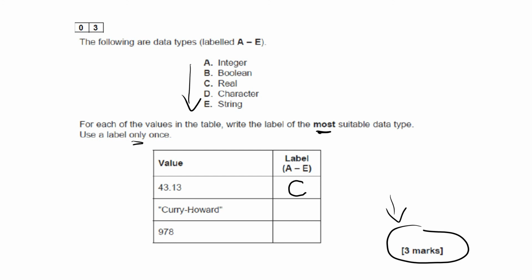The next one is Curry Howard. So if we look down here, character is a single character, string is a collection of characters, and that's a collection of characters. So we can put D there. Oops. This is why you read things carefully, because I was saying characters, I got confused. So just cross it out and put E, make sure I get that right. And then 978, that's a whole number, and we've already used real, so we can't use it again. It's got to be integer, like that.